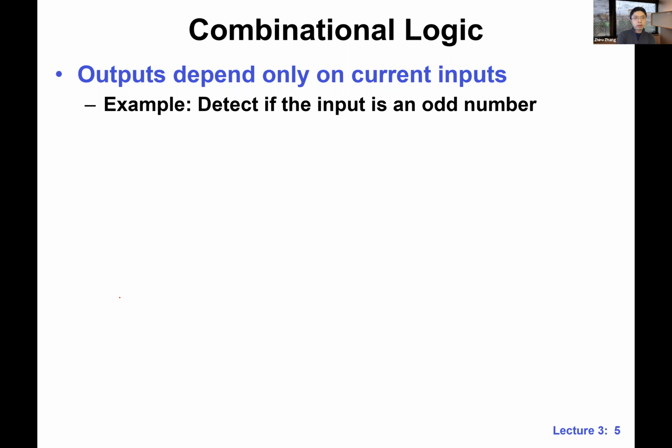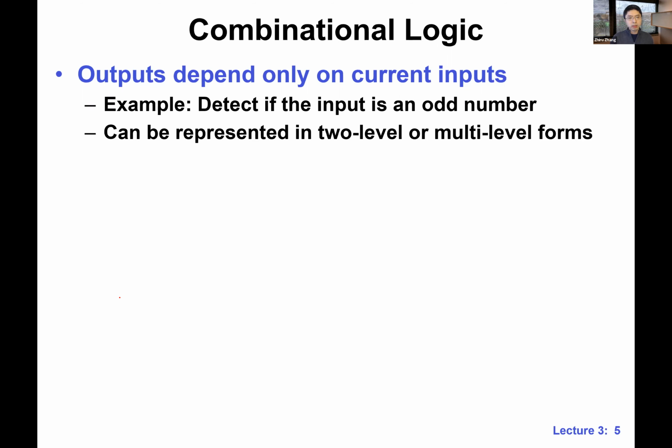So let's look at some new concepts. The first one is a very important concept called combinational logic. When we say combinational, we are looking at the Boolean function or logic where the output depends only on the current inputs. It's going to be more clear when we introduce something else called sequential logic. But in this lecture, everything is just combinational. For example, if we have a logic or Boolean function that tries to detect whether the input is an odd number or not, this is a combinational logic.